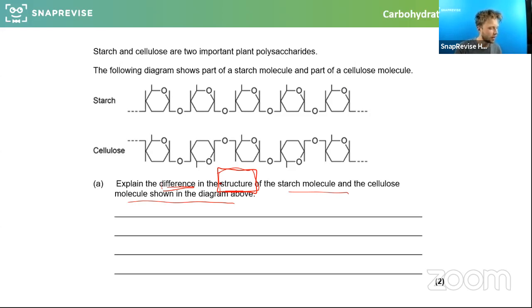It doesn't have to be polar to have hydrogen bonds. It can be electronegative, for the person who's just said that.